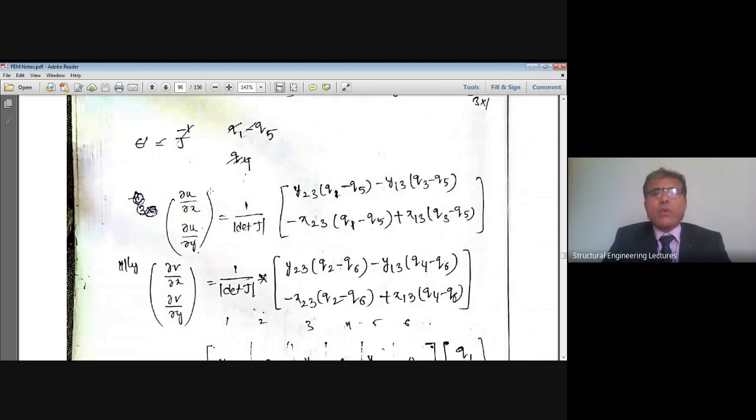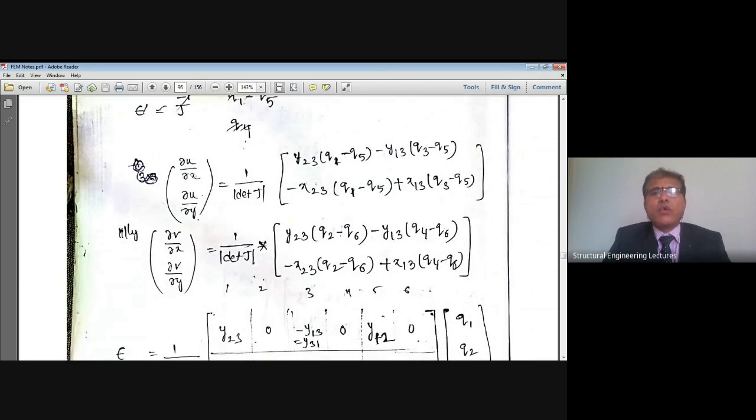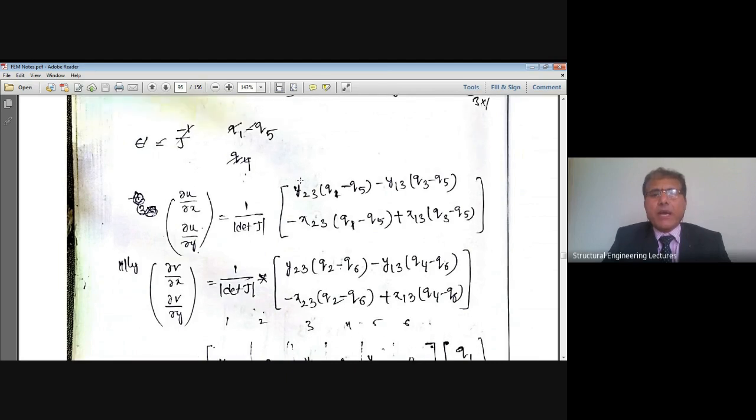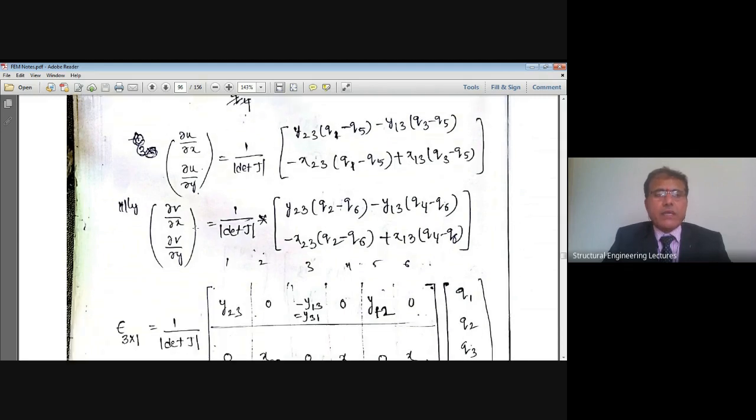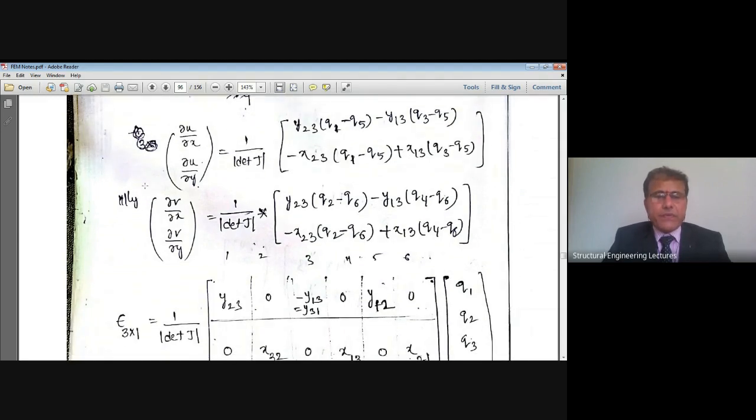And so now I'll do the same. That is how ∂u/∂x is y1 y23 operated upon (q1 − q5) minus y13 operated upon (q3 − q5). Minus x23 multiplied, that is how ∂u/∂y is −x23 multiplied by (q1 − q5) plus x13 (q3 − q5). And the second set of vectors leads to two more simultaneous equations: 1/det J [y23 (q2 − q6) − y13 (q4 − q6)] and [−x23 (q2 − q6) + x13 (q4 − q6)]. That is our equations 1, 2, 3, 4.